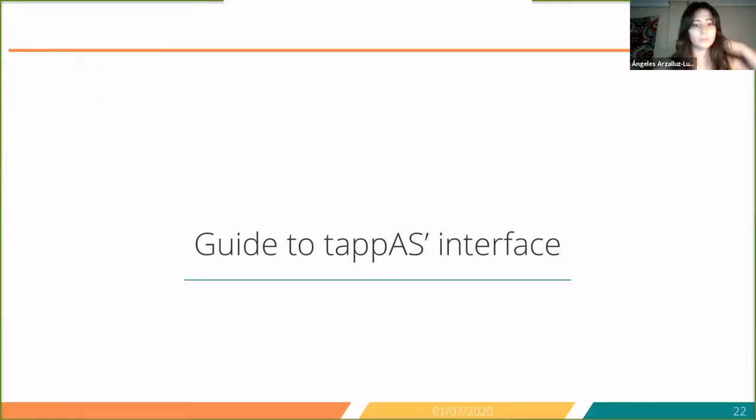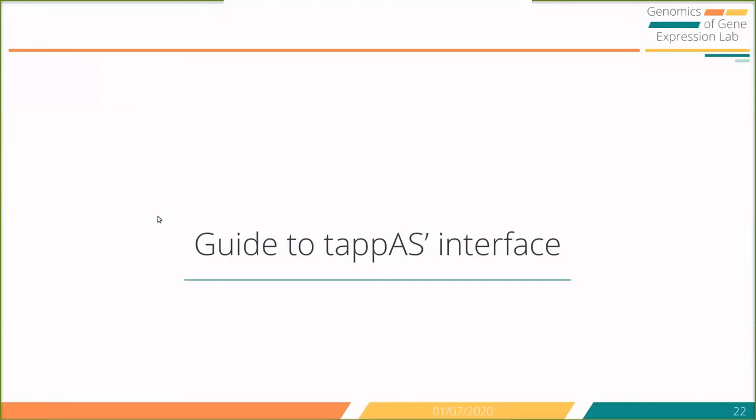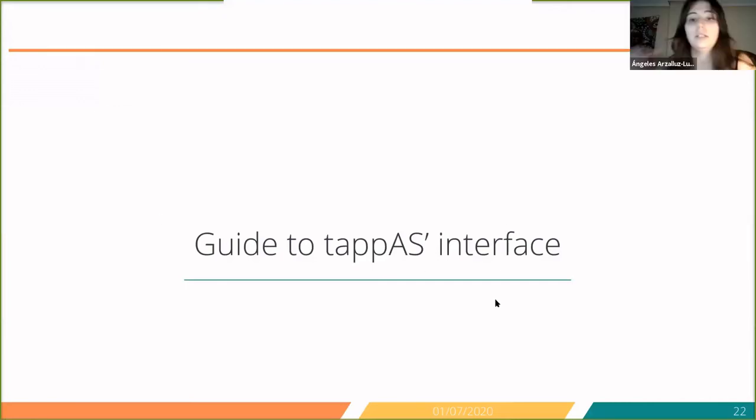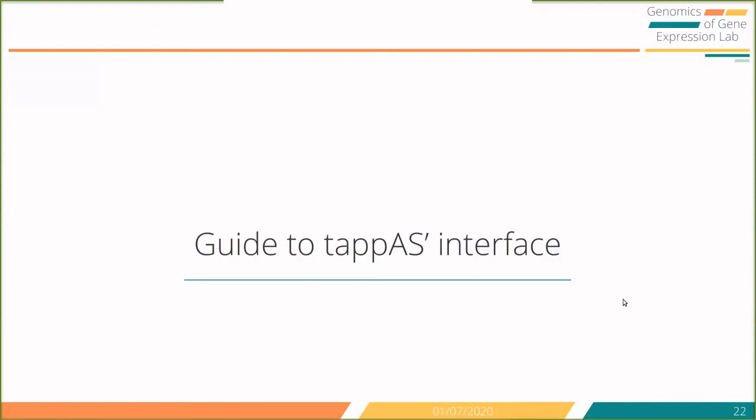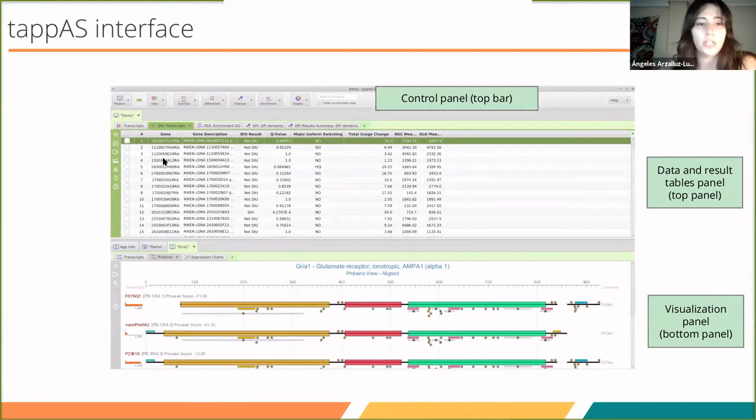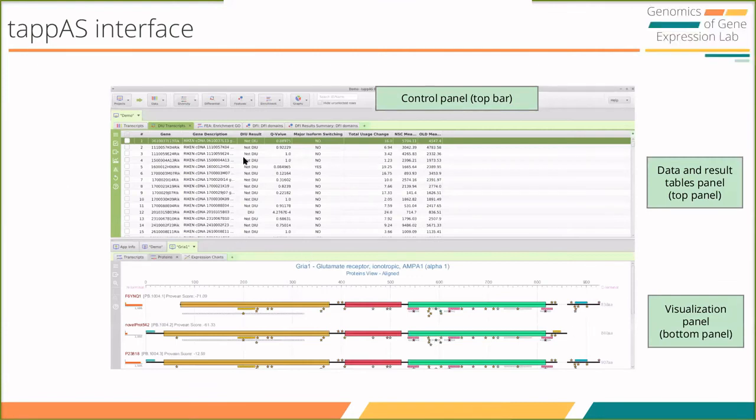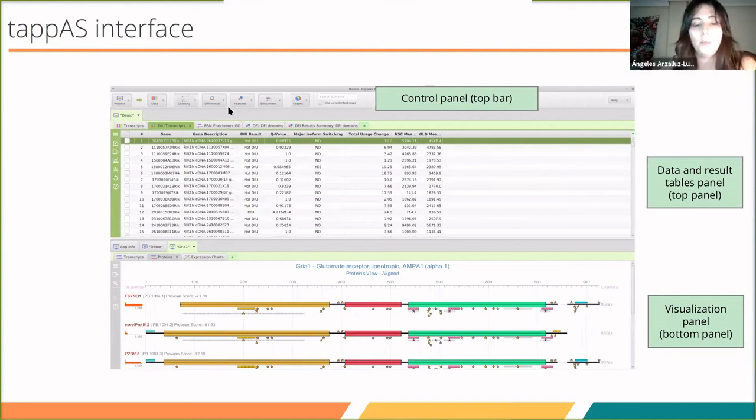Okay, so to get acquainted with the software, I'm going to briefly describe some of the main features of the tappAS graphical interface. After you create a project, you should see tappAS's main window, which consists of three main areas. First, the control panel, situated at the upper bar, the data panel at the top, and the visualization panel at the bottom.